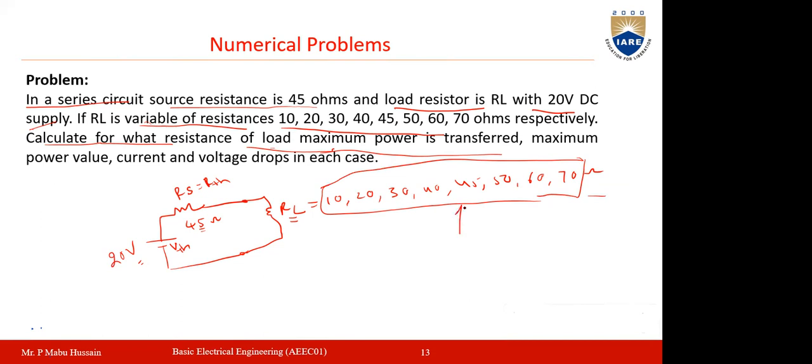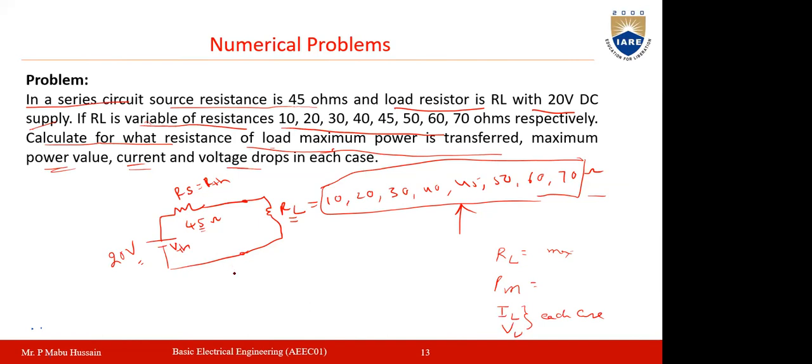At what value of these resistances will maximum power be delivered to the load? They also asked for the maximum power value, current and voltage drops in each case. So you need to find the resistance RL at which maximum power will be delivered, determine the maximum power value PM, find the current I, and determine the voltage drop across RL, IL, in each case.